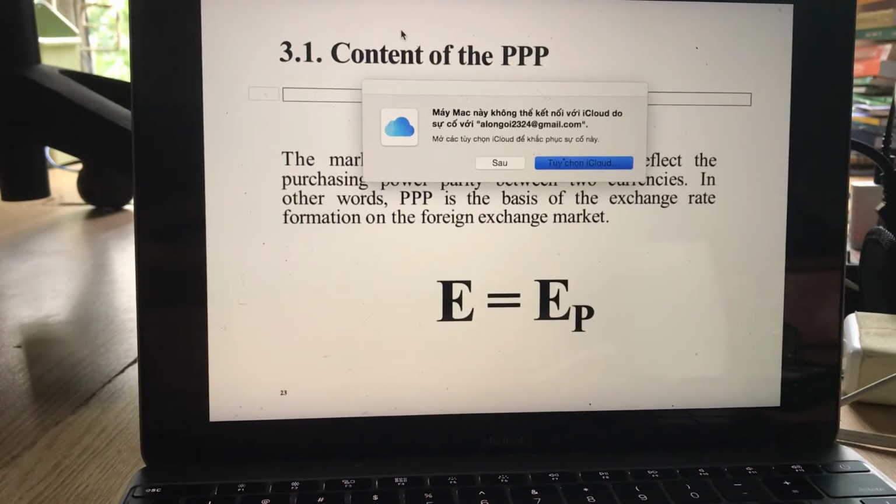The commercial rate in the market is linked to the purchasing power parity, and at this point in time, when we compute them, it may deviate. The commercial rate deviates from the purchasing power parity, but that only reflects in the short run. In the long run, it converges. The commercial rate converges to the purchasing power parity, and that's the idea of the purchasing power parity.